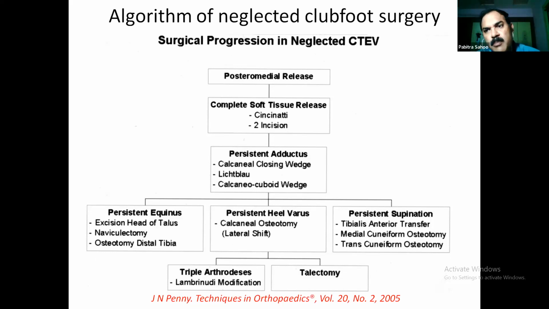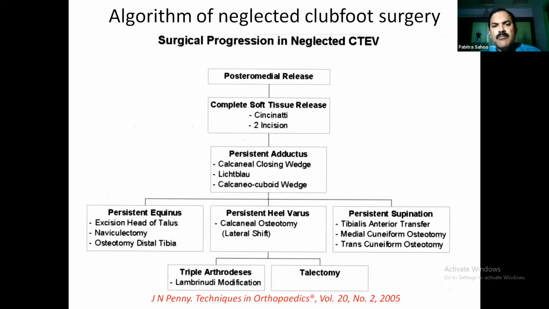That may not correct the deformity, but at least it increases the skin elasticity for your future correction. So plaster cast irrespective of age at presentation. After a few plaster casts, when the skin becomes soft and elastic, then you can go for further correction. If the deformity is flexible, you can go for posteromedial release. If the foot is a little bit stiff, then there are other different methods of soft tissue release. Medial release along with lateral release, by Cincinnati's method, where we release the calcaneocuboid joint also along with the calcaneocuboid ligament.